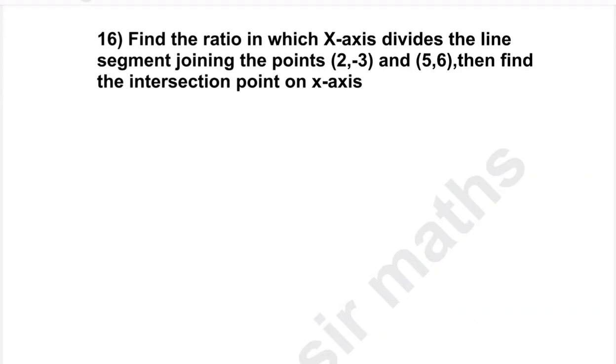In the given problem, we have to find the ratio in which the x-axis divides the line segment formed with the points (2, -3) and (5, 6). So I am taking the two points: point A here and point B here. When you join these two, it is the line segment. If I take some point P here, it is a point upon the x-axis.